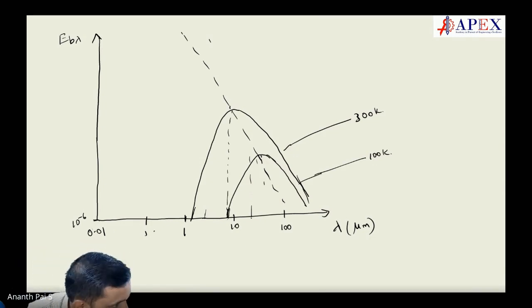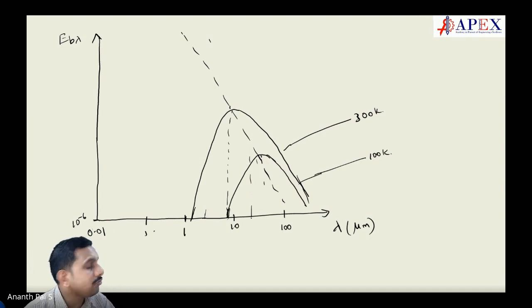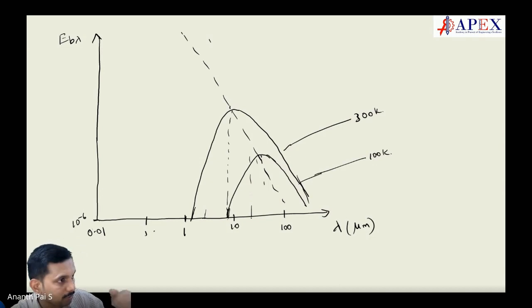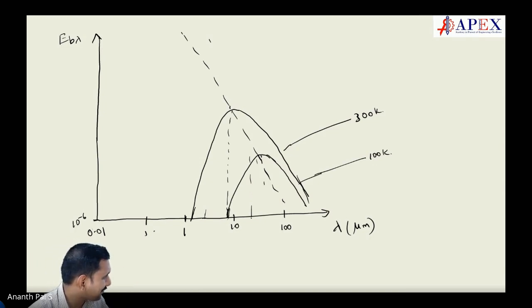It means we are emitting radiation in the range of nearly 8 or 9 micrometer, which is infrared. That's why you see people with infrared goggles. You put on infrared goggles, you can see people in the night, is it not? They are red in color. We are not emitting visible radiation.